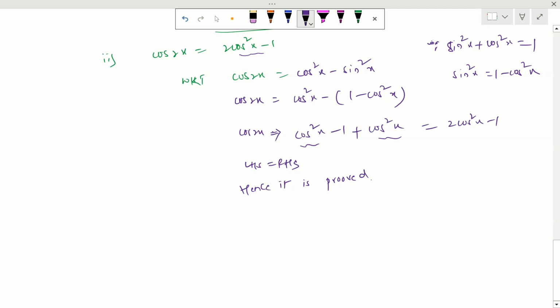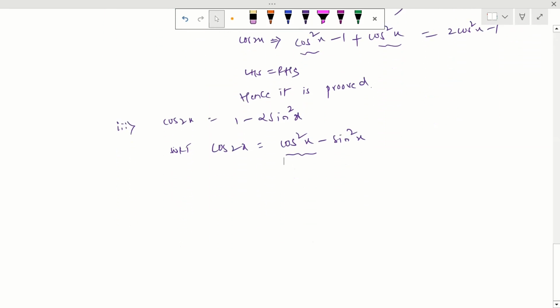Okay, now come to the third one. The third one, we need to prove cos 2x is 1 minus 2 sin square x. Same procedure we have to repeat. We know that cos 2x is cos square x minus sin square x. So here we need to express 2 sin square x. It means this cos square x we need to express in terms of sin square x.